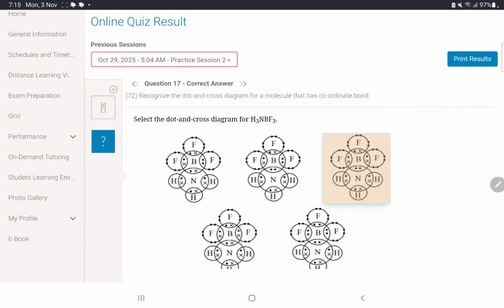Now N has a lone pair. N does have an extra lone pair of electrons that it can give to the what's it called? To the B. Wait, other way around. Sorry. N has space for it to take. Okay? Like N has space for it to take. How am I going to explain this? Okay, wait. Let's go to the periodic table.